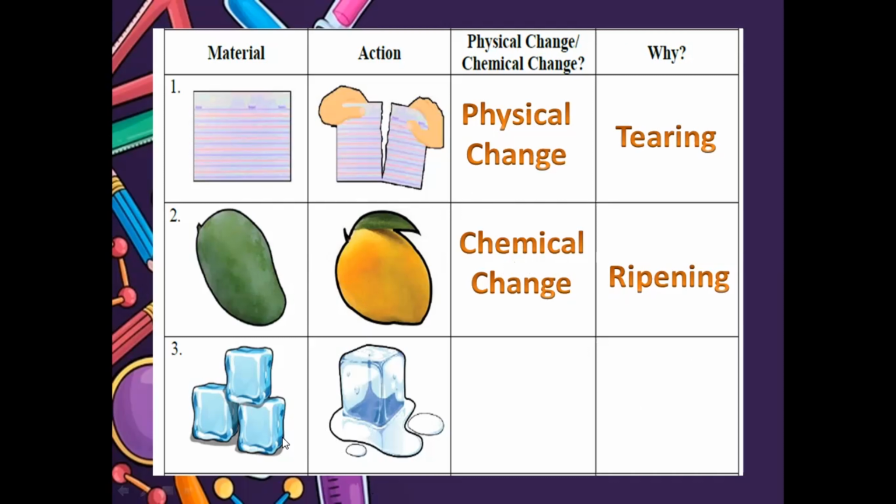Another example, we have ice, yellow. Okay. This is the material, ice. Next, action, natunaw. Natunaw na si ice. So, is it physical change or chemical change? Let's see. It's physical change. Why? Oh, it's melting. Ice is made up of water. Diba? Tubig siya na nanigas. Ngayon, na-expose siya sa heat. Natunaw siya. Noong natunaw ba si yelo, ano nang tawag sa kanya? Tubig pa rin.